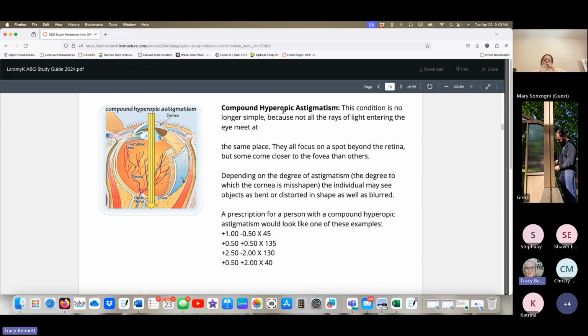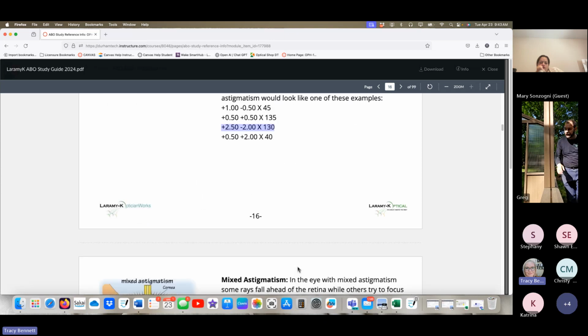And the same thing with these, the compound hyperopia. This one right here, you might look at and say, oh, that's mixed astigmatism, we've got a plus and a minus. But when you put those on an optical cross, you get a plus 2.50 and a plus 0.50, because you add those two together to get that other meridian.